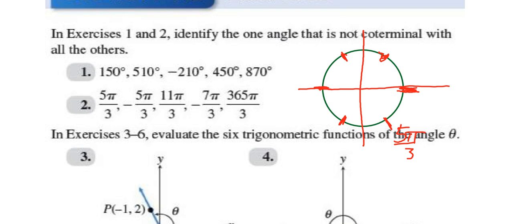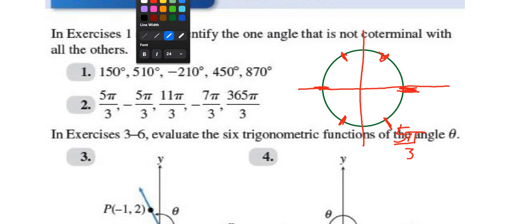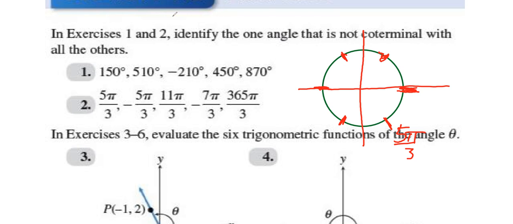Okay. Does negative 5 pi over 3 land at the same place? So that's negative 1, negative 2, negative 3, negative 4, negative 5. So that's negative 5 pi over 3. Since those two don't land at the same place, one of those has to be the answer to this question, because one of those is not lining up with the rest of them.